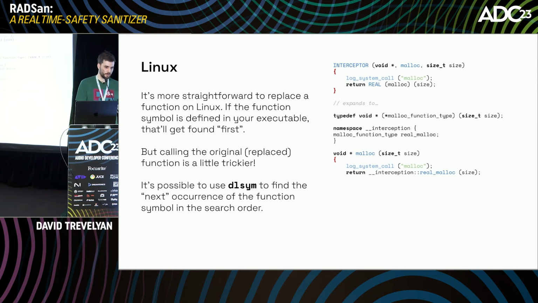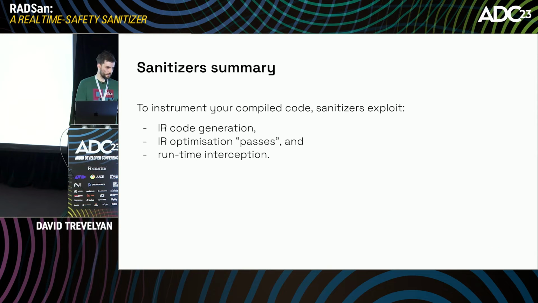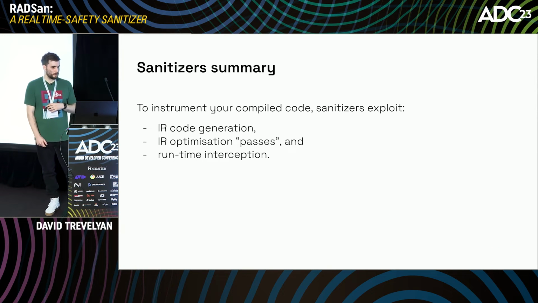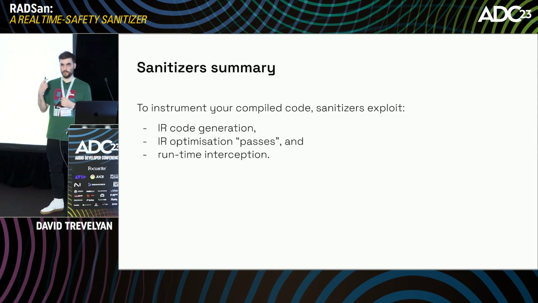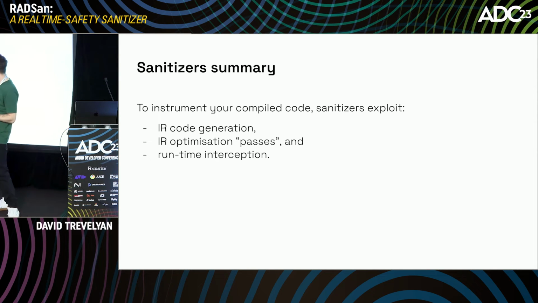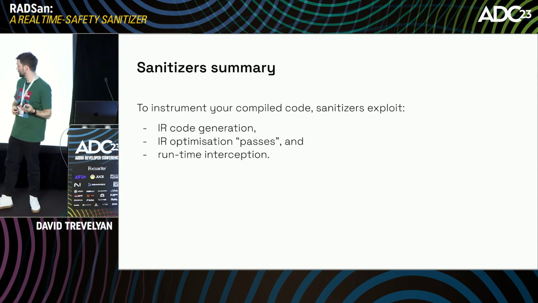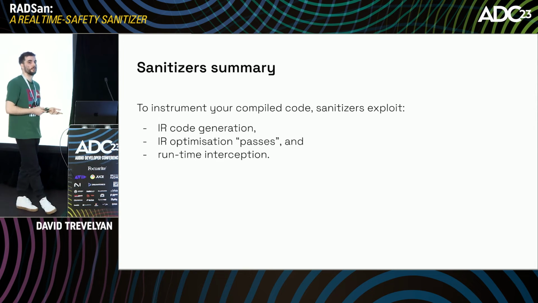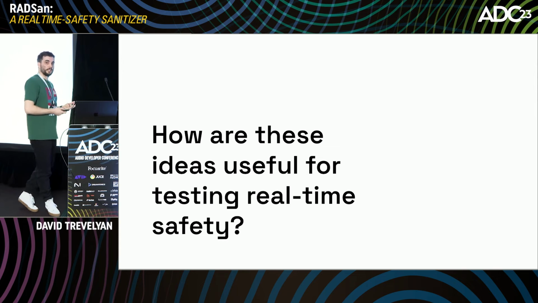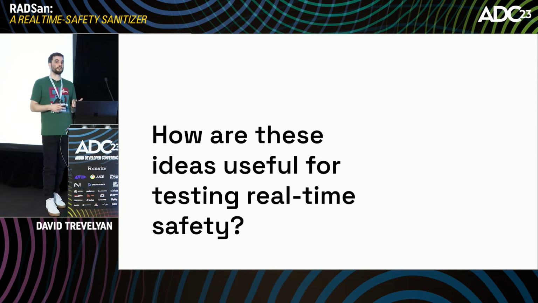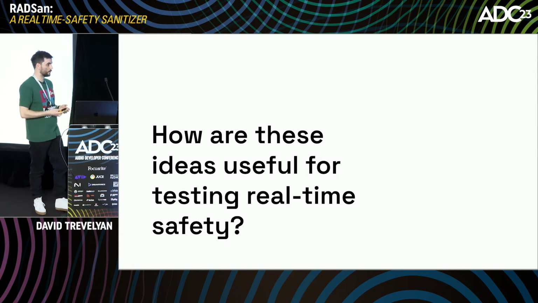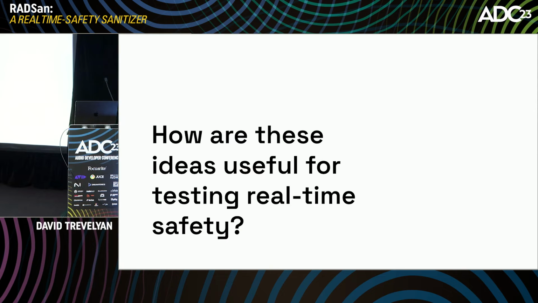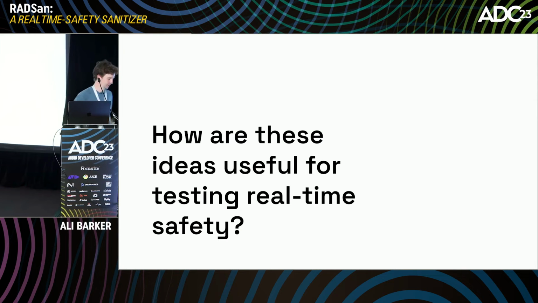And I think it's about time that I summarized. So yeah, as a summary, to instrument your compiled code, sanitizers exploit three things: intermediate representation code generation, intermediate representation optimization passes, and runtime interception. But how are these ideas useful for testing real-time safety? And this is where I'm going to hand over to Ali, who's going to talk you through how we did that. Cool. Thanks, David.